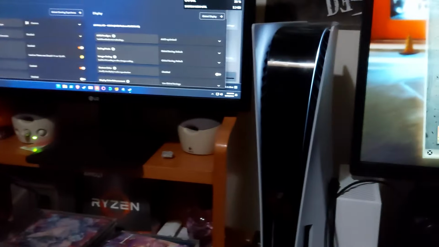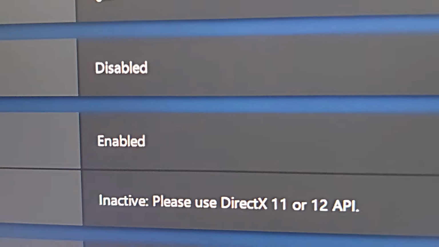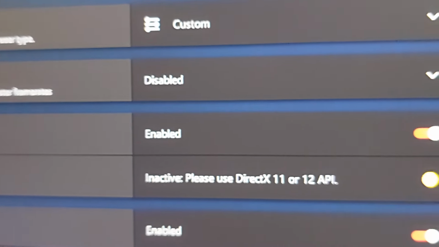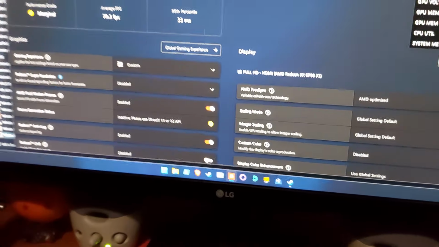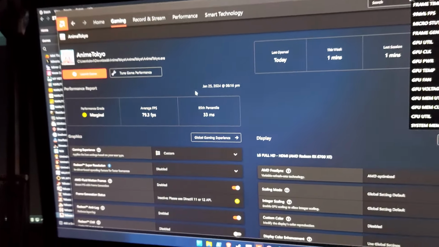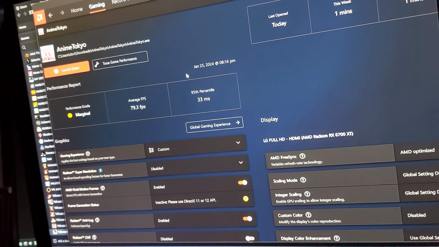And I'm going to show you exactly what the issue is. Inactive. Please use DirectX 11 or 12 API. Now this is a problem. Now to explain what I mean by this.